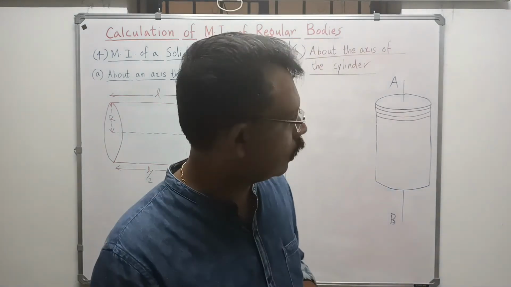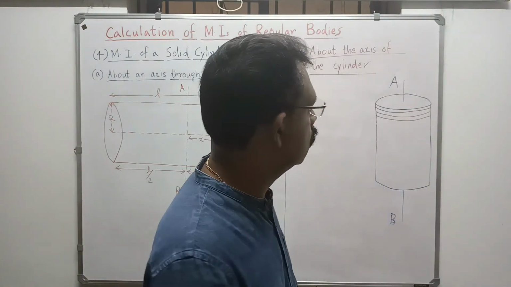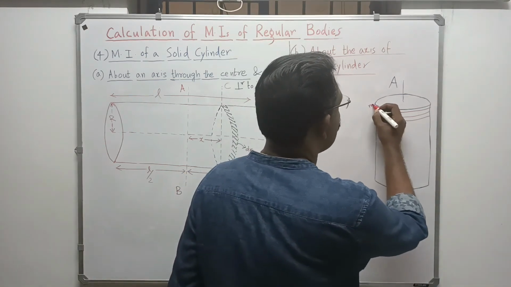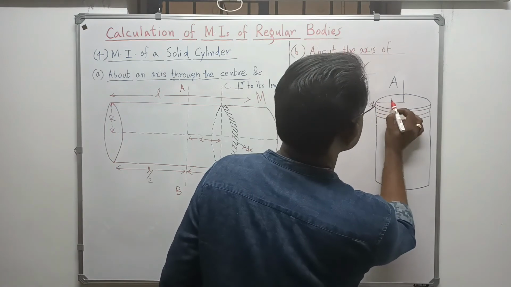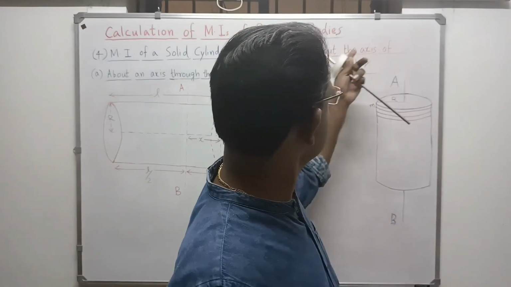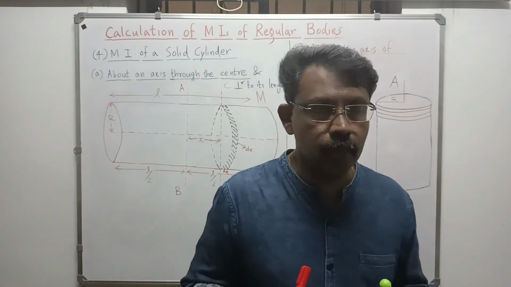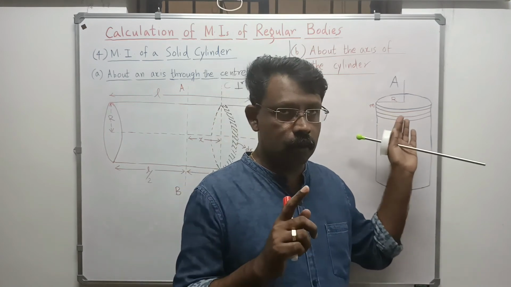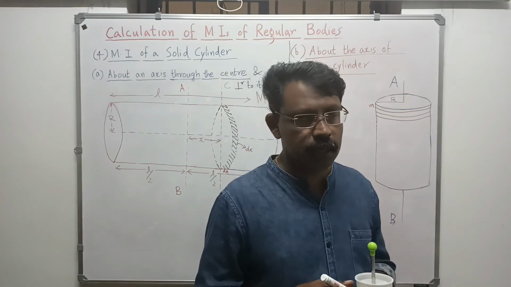So I can consider that this solid cylinder is made up of a large number of discs. Suppose the mass of each disc is small, and the radius of each one is a common radius. So what you have to do is to find the moment of inertia of the cylinder about this axis. First of all, you have to take the moment of inertia of each of the discs about this axis passing through the center.